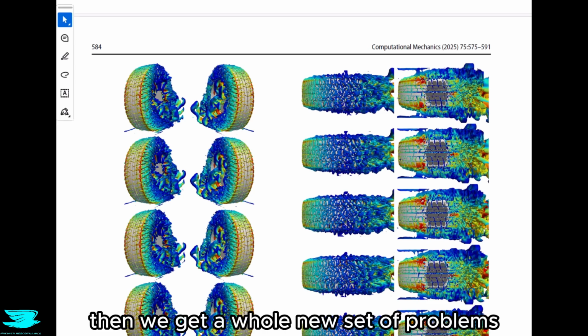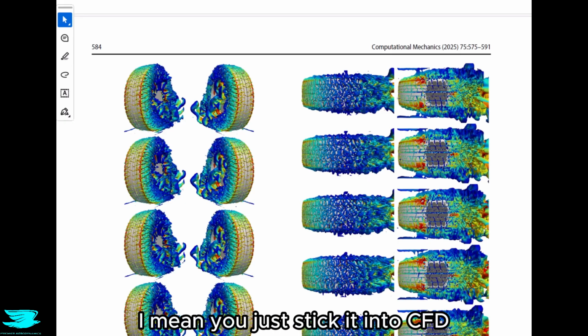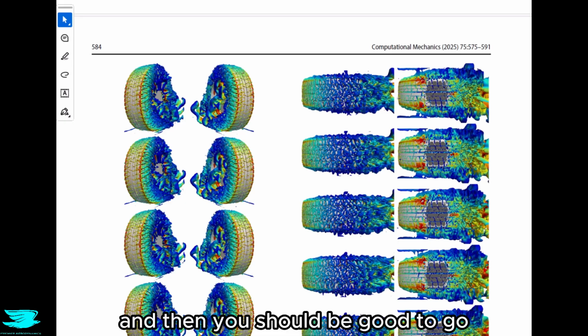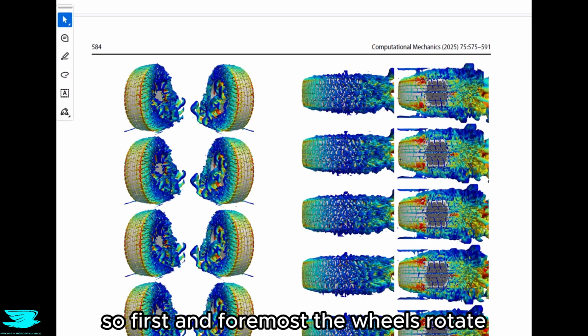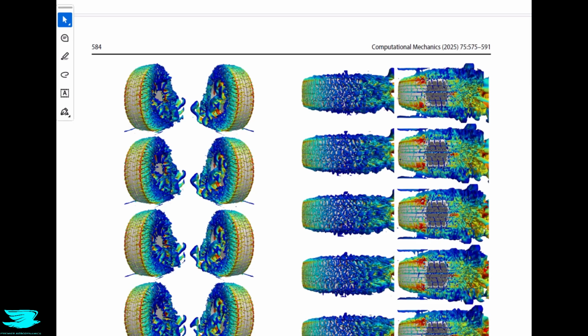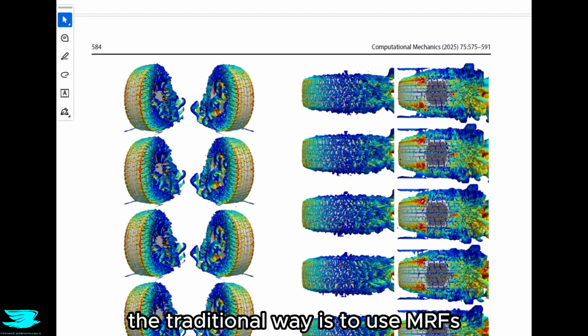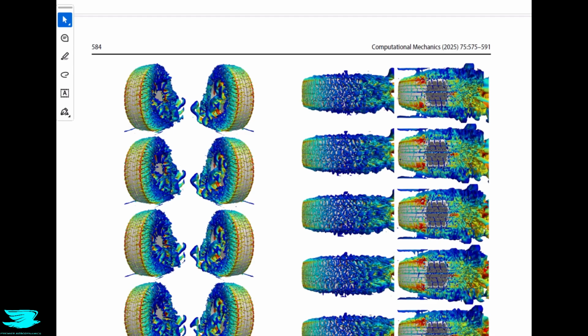If we go to CFD, then we get a whole new set of problems, and namely how to simulate them. Again, it might seem strange. I mean, you just stick it into CFD and then you should be good to go. But there's actually more that needs to be considered than just that. So first and foremost, the wheels rotate. That rotation needs to be factored in somehow. The traditional way is to use MRFs, but sliding meshes have become even more common in industry now.